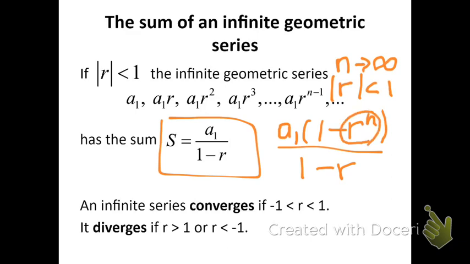So if you think about it, let's say r was 1/2. If you just kept raising 1/2 to a higher and higher power, like 1/2 squared is 1/4, 1/2 cubed is 1/8, 1/2 to the 4th is 1/16, that number would get closer and closer to 0, which pretty much just gives us this formula right there.